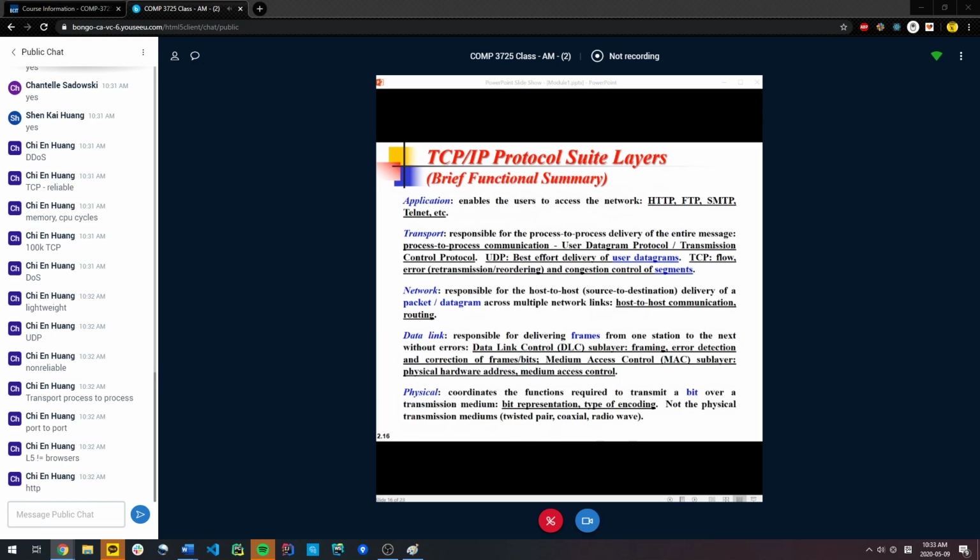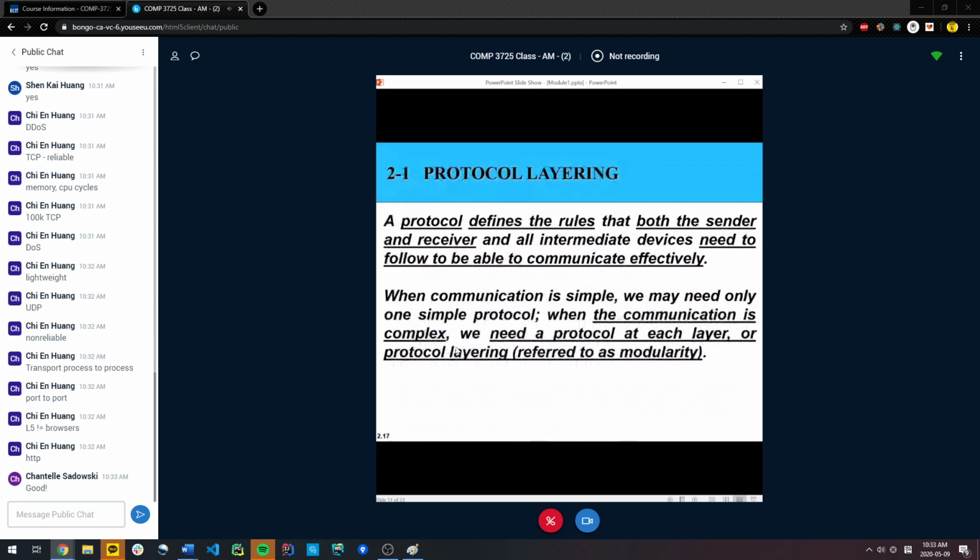Okay, so if there are no questions, let's take a look at this in action. Remember, we said this: we need protocols because we want to have efficient communication and we want to have interoperability.